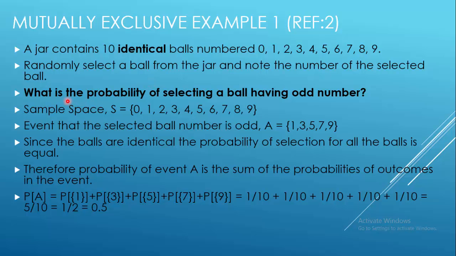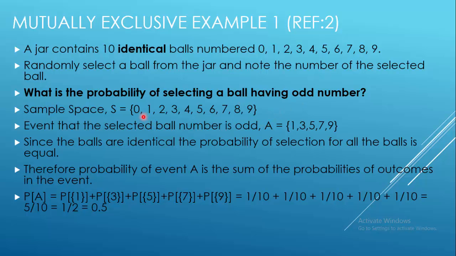So the first thing is, what is the probability of selecting a ball having an odd number? As we can see, the sample space consists of all the numbers of the balls from 0 to 9, and since there are only 10 balls, the probability of drawing each ball is 1 by 10. The event is the probability of selecting a ball having an odd number.